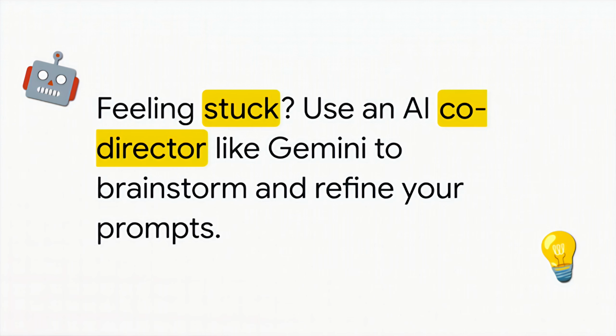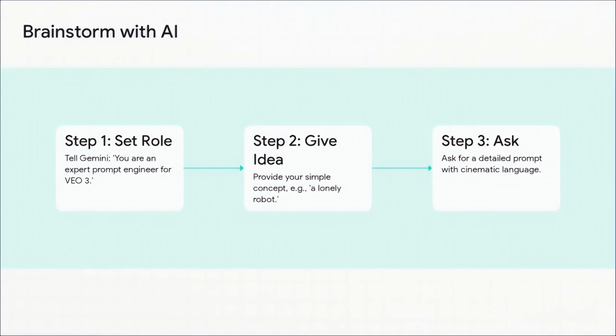Of course, even the best directors get writer's block. So what do you do when you have an idea, but you're struggling to flesh it out into a full-blown cinematic prompt? Well, here's an advanced tip. Use another AI, like Gemini, to act as your co-director and help you brainstorm. The process is a really simple three-step workflow.